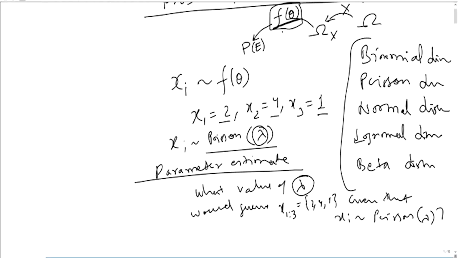So this parameter estimation is a crucial process in statistical inference, okay? So you need to estimate what value of the parameter must have generated this data under the assumption that the data comes from a certain probability mass function or probability density function. For example, in this case, what value of lambda would have generated these data points 2, 4, 1 under the assumption that each data point comes from a Poisson process with underlying rate parameter lambda, okay?